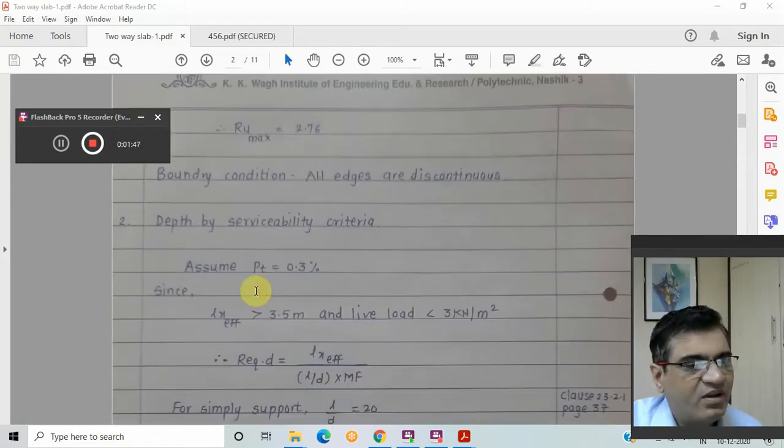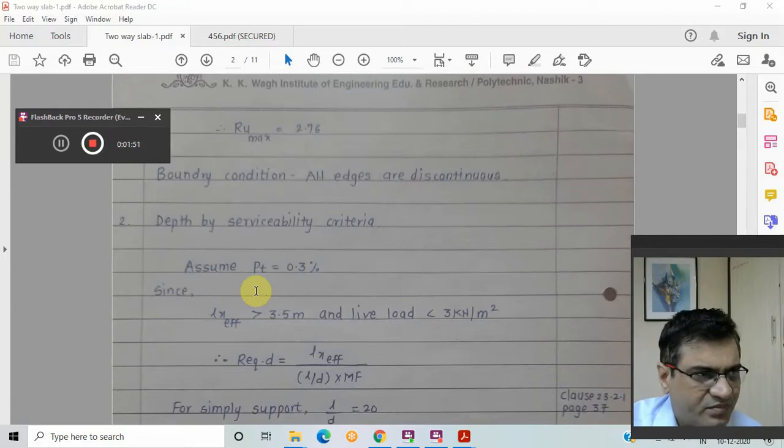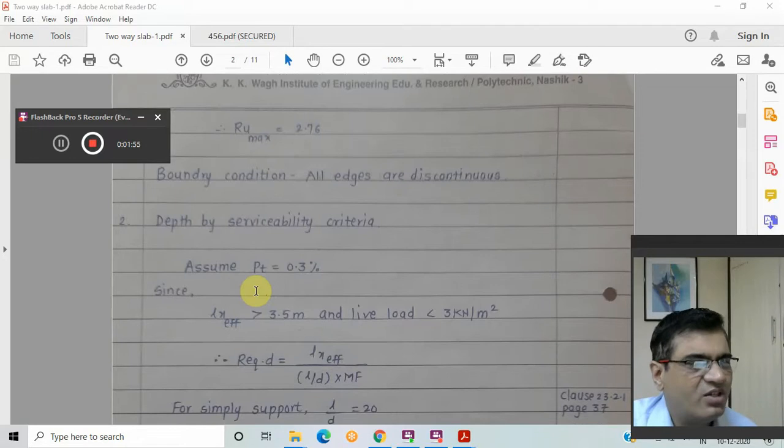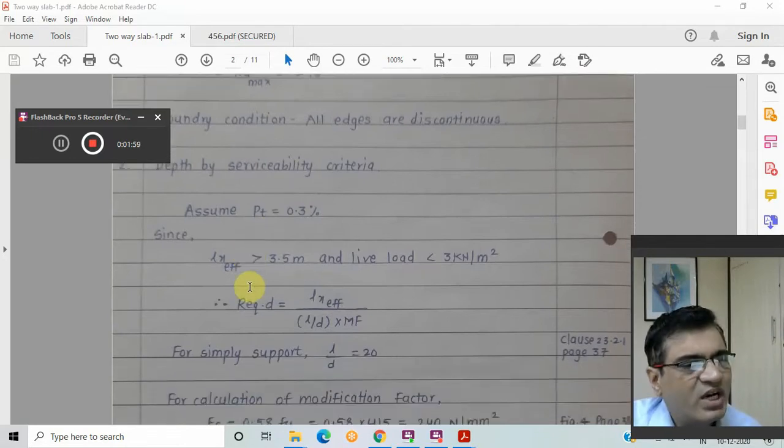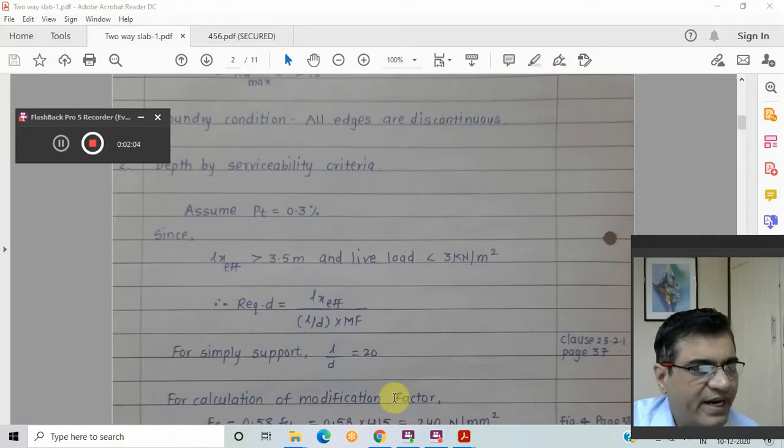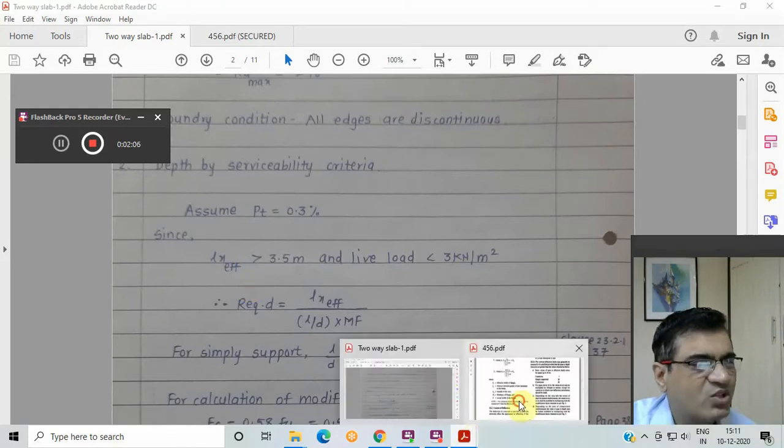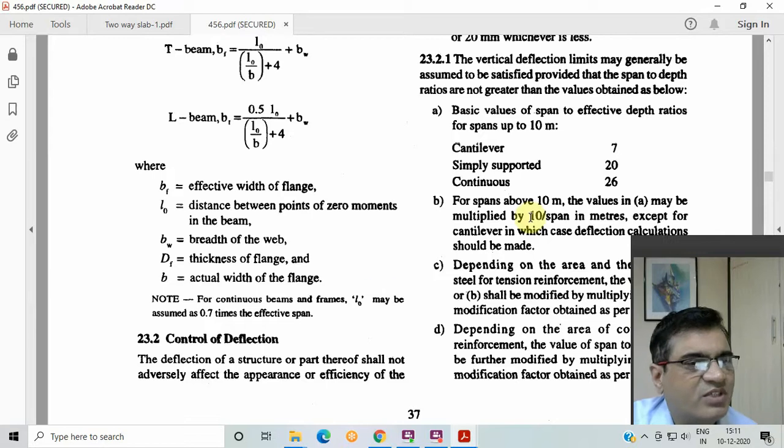Let's find trial depth by using serviceability criteria. So we'll assume pt is equal to 0.3%, okay. On an average, normally 0.3% steel is to be assumed initially. There are two conditions here which are given in IS code for L by d ratio. Okay, so let me open IS code. So I hope this IS code is visible to you.